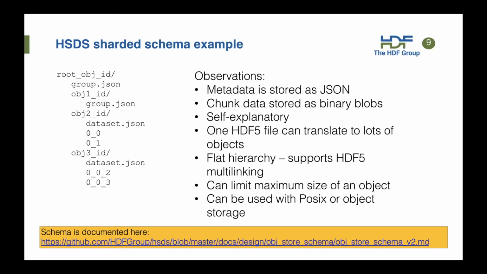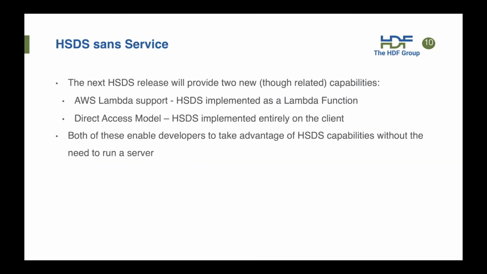Okay, so let's move on and talk about the serverless HSDS. We started out creating a service, and we've had feedback that in many situations, having a service can be a challenge. Now we're exploring ways to have the functionality of HSDS, but without the service, or with a service as a supplement to functionality. These approaches are AWS Lambda support, which we'll talk about next, and a direct access model.